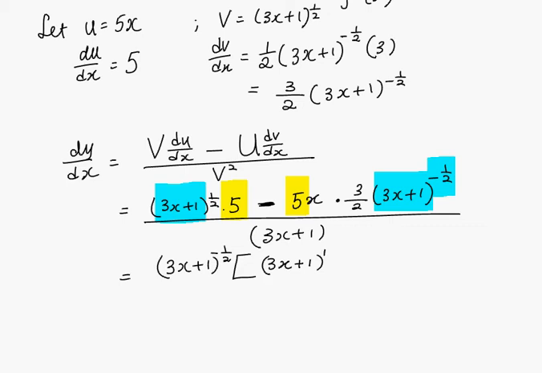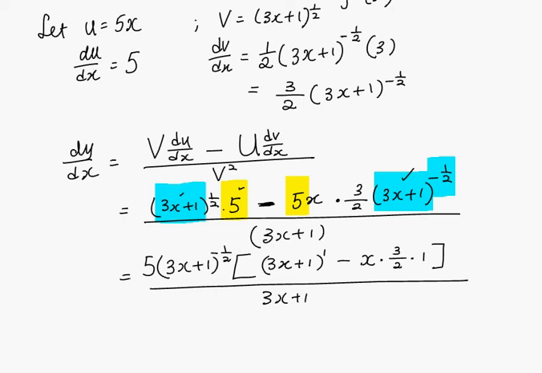As I said, you also take out 5, so the 5 is gone. This 3x plus 1, the power is 1, minus times 3 over 2. Since you have taken out (3x plus 1) to the power of negative half, it's left with 1, times 3x plus 1.